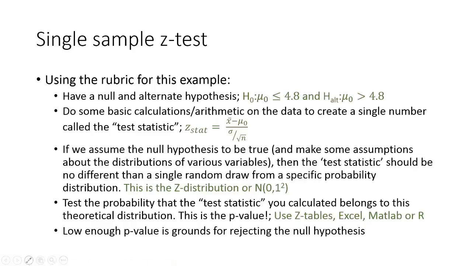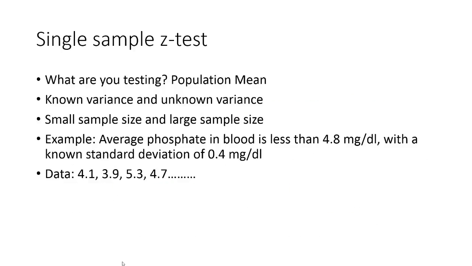So we do that, and we then calculate x bar minus mu naught, and here mu naught is 4.8. It's the number that you're hypothesizing, and you divide that by sigma divided by square root of n. So here sigma refers to that standard deviation that you already know, right? So that's that 0.4 that we spoke about. We are already given that the standard deviation is 0.4.